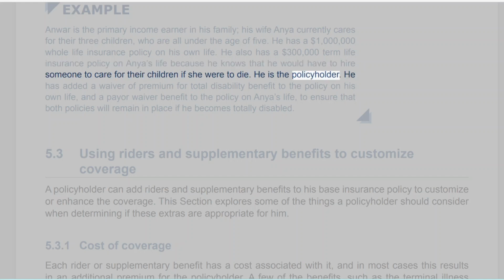He is the policyholder. He has added a waiver of premium for total disability benefit to the policy on his own life, and a payer waiver benefit to the policy on Anya's life, to ensure that both policies will remain in place if he becomes totally disabled.